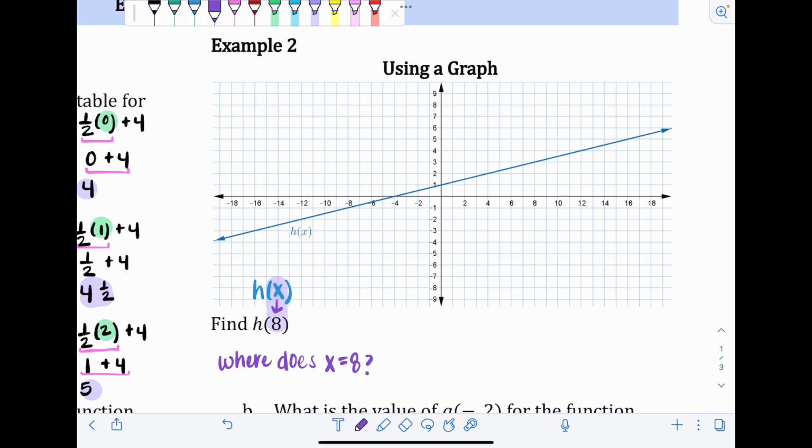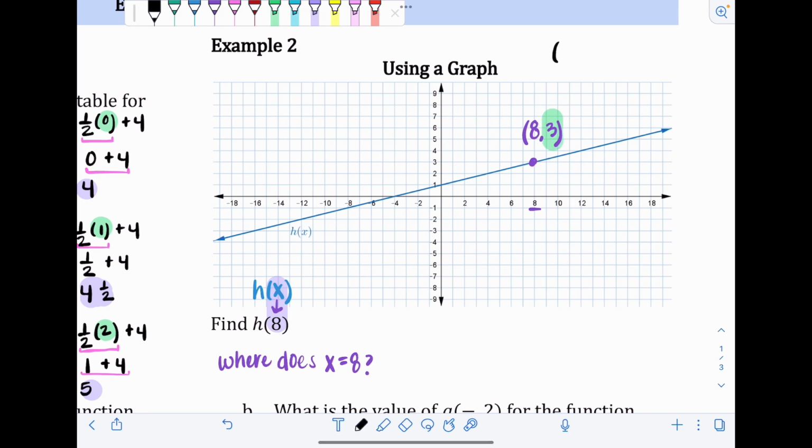Well, if we look on the x-axis, 8 is right here. But we want to know where on the function, which is that blue line, does x equal 8? Well, it's right here, above the 8 on the x-axis. So then that point is 8, 3, because we go right 8 and then we go up 3 on the y-axis. So h of 8 is going to be the output, or the y-coordinate, from that point.